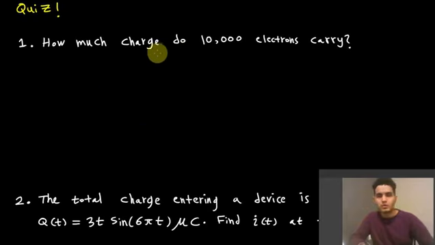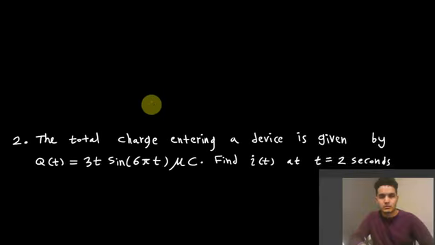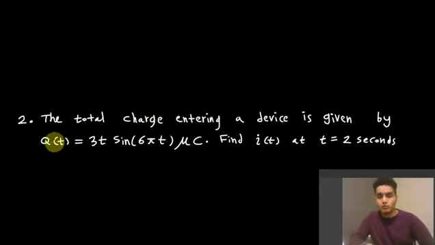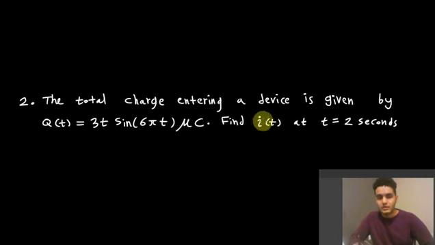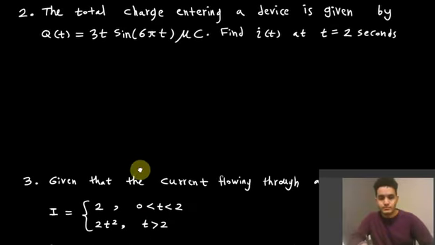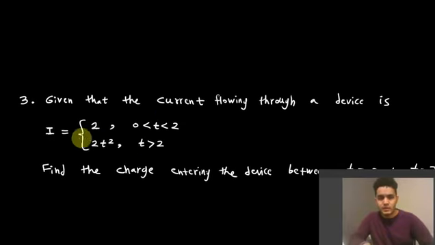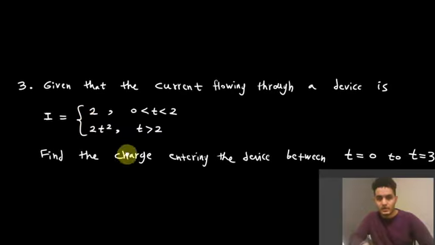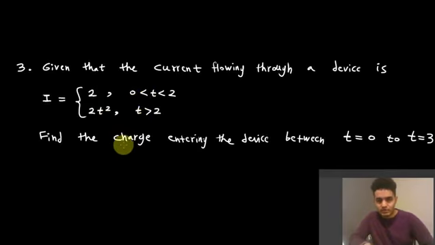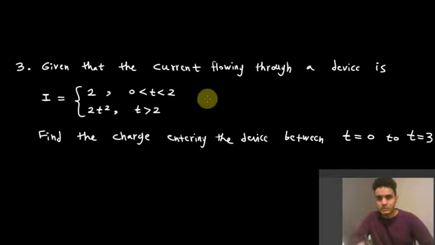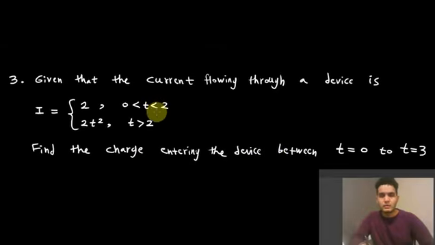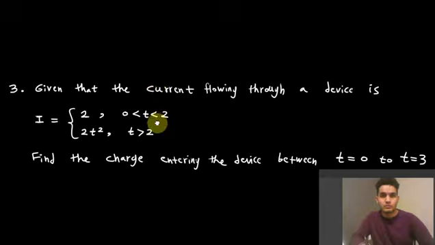So here's number 1. How much charge do 10,000 electrons carry? Question 2 is the total charge entering a device is given by q(t) equals 3t times sine of 6 pi t microcoulombs. Find the alternating current at t equals 2 seconds. The last question is, given that the current flowing through a device is this piecewise function defining the current at these times, find the charge entering the device between t equals 0 to t equals 3. So please give it a go, and I will solve starting from problem 1.